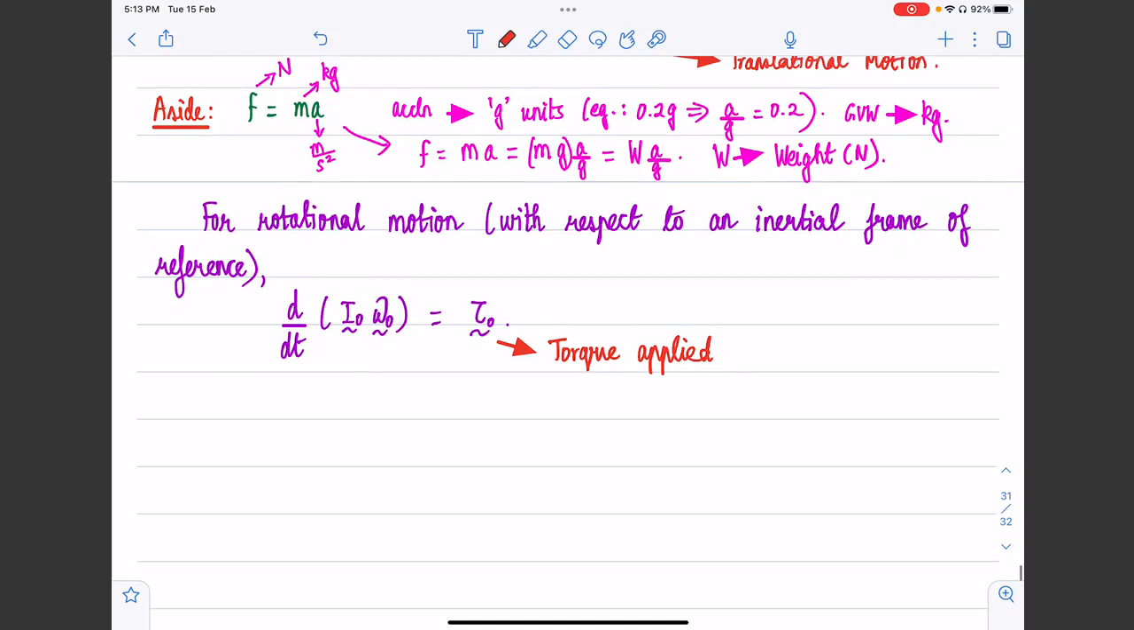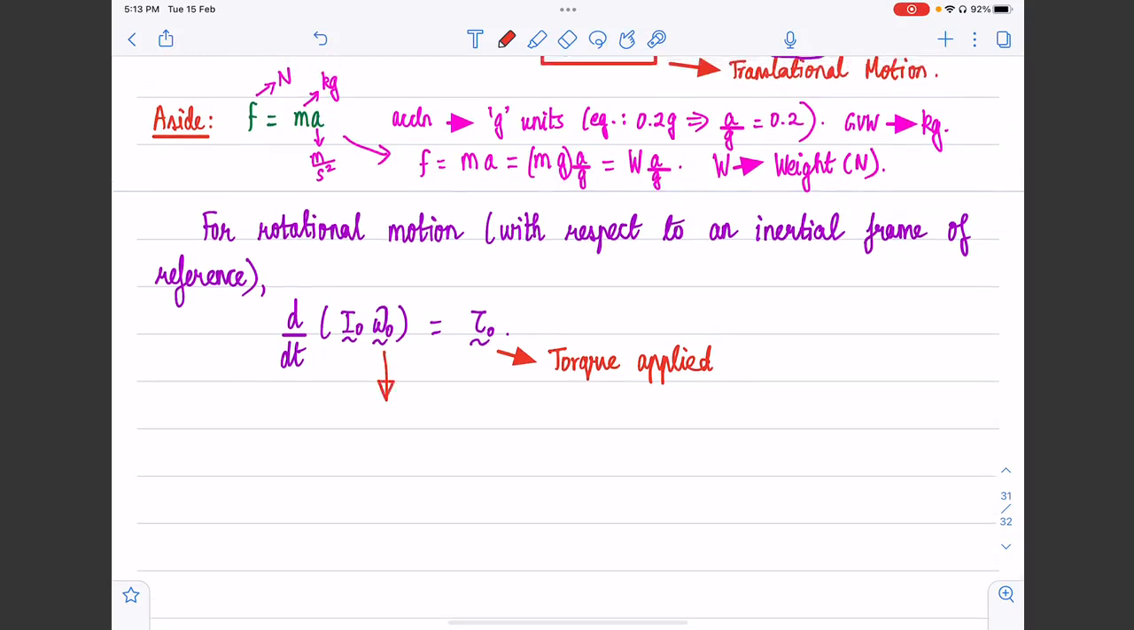Now, what is this omega naught? Omega naught is the angular speed vector. And what does this subscript naught indicate? The subscript naught indicates that all the parameters are written with respect to an inertial frame of reference. We'll shortly see what happens when we write these parameters with respect to a non-inertial frame of reference. Omega naught is this. And what is this I naught? I naught is the moment of inertia tensor. This is nothing but a matrix, so it's called a moment of inertia tensor or a matrix.